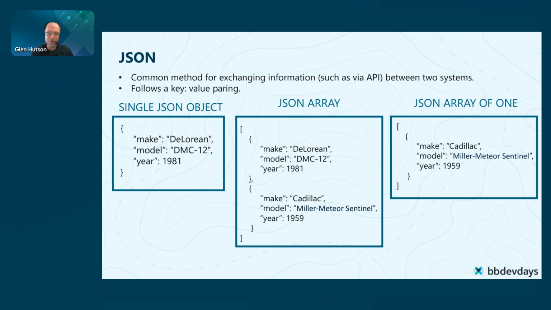If I ask the API, hey, give me a list of cars that fit this criteria, you're going to get what's called a JSON array. This is just multiple of what's on the left. You'll see that in the center, and it has those brackets at the top and the bottom. It says you've got multiple responses, such as in that gift list within Raiser's Edge. In this case, I've got the DeLorean DMC12 1981, but I also have another car on that list, the Cadillac Miller-Meteor Sentinel 1959, which people know as Ecto-1 from Ghostbusters.